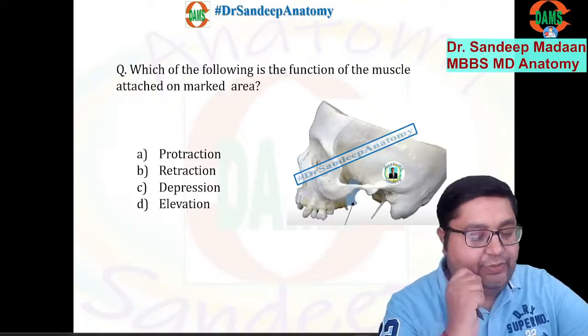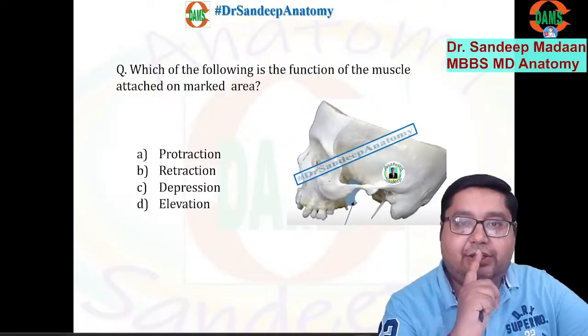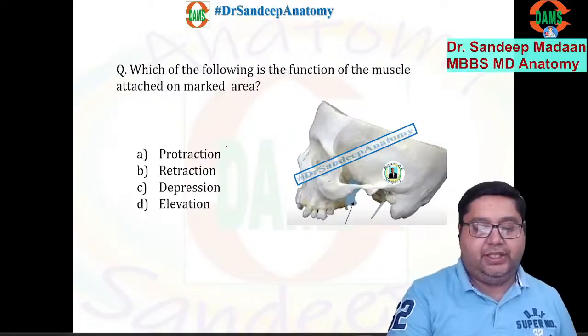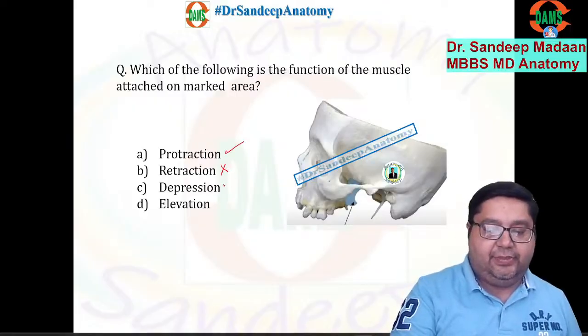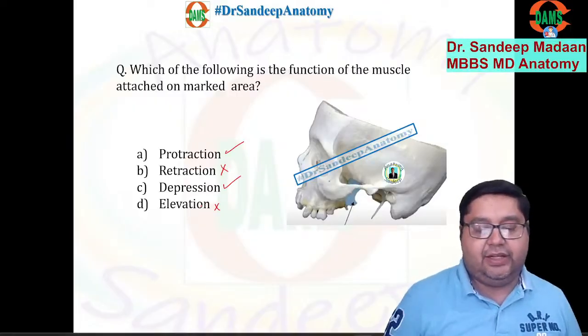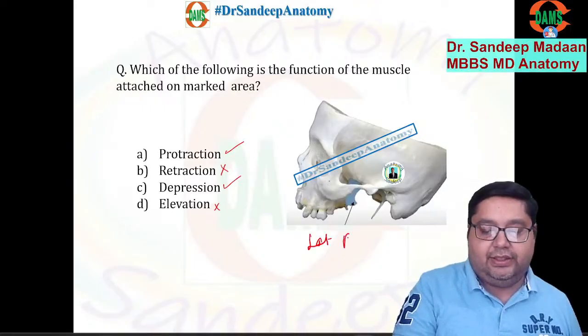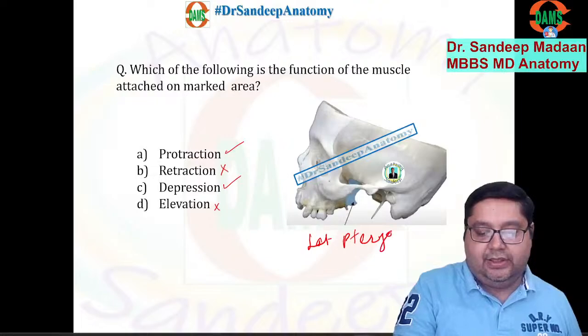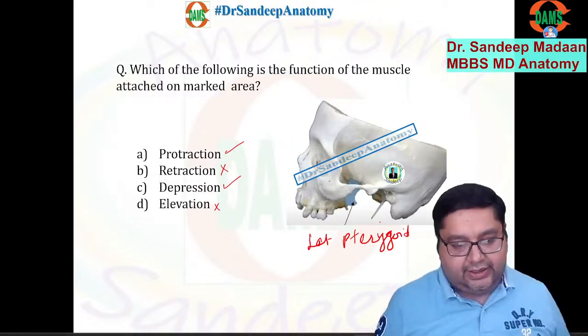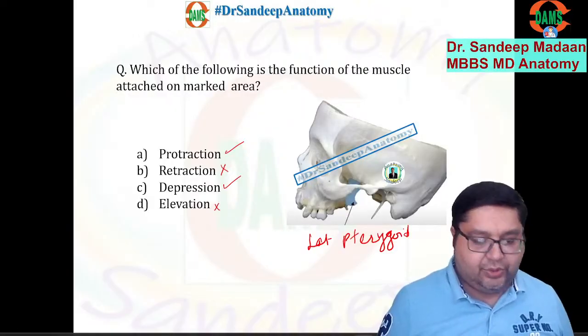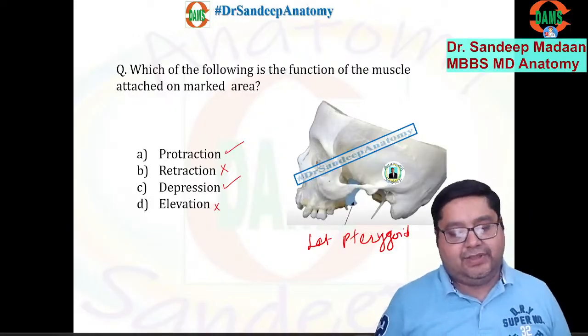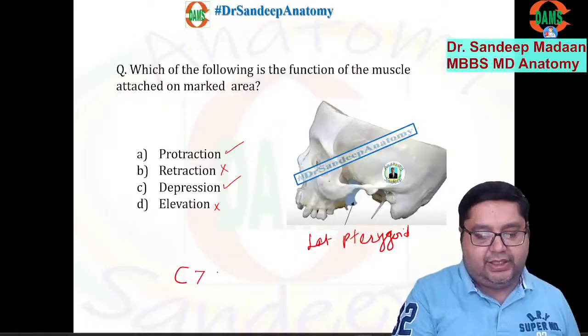Now, dear friends, can you please confirm here whether multiple choices were possible or not? Because protraction can be done and depression can also be done. Retraction and elevation cannot be done by the lateral pterygoid muscle. So we are looking at the lateral pterygoid muscle, and accordingly we can say that A and C both are true. But if it is a single best answer, then C is the better answer than A.